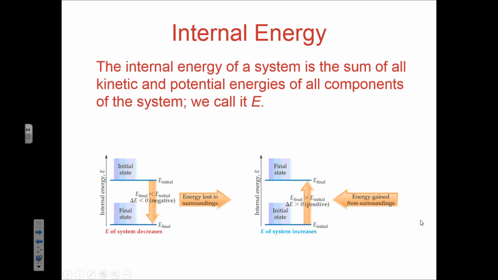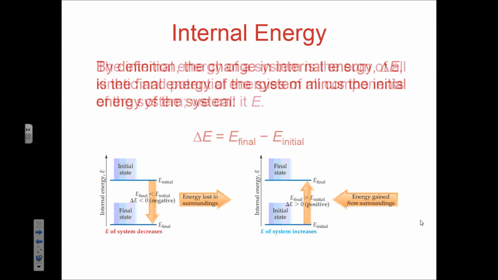Now, the internal energy of a system is actually the sum of all the kinetic and potential energies of all the components of the system, and we call that E. Now, we don't directly measure E because it's a fairly complex thing, but we can look at changes in E, which we'll be coming back to. So internal energy would be the overall energy of the system. If we add up all the kinetic and potential energies, we get E.